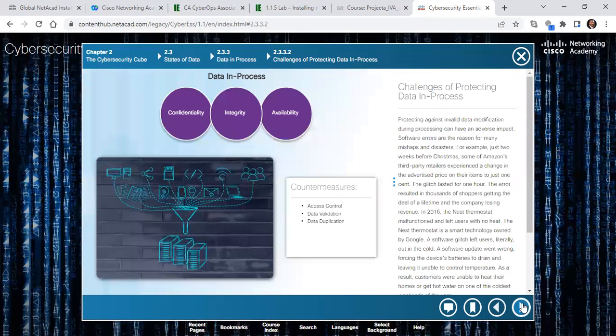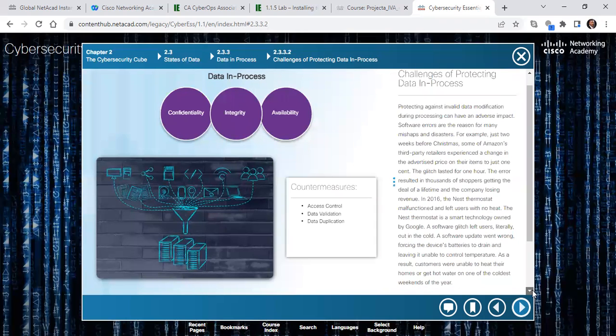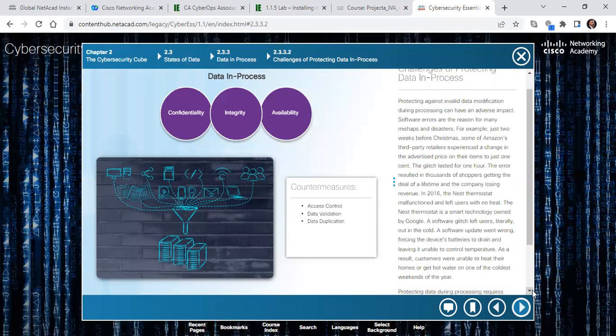So we look at the challenges of protecting the data in process. What are the challenges? Protecting against invalid data modification, that's key, because modification during processing can have an adverse impact. Software errors are the reason for many mishaps and disasters. For example, just 2 weeks before Christmas, some of Amazon's third-party retailers experienced a change in the advertised price on their items, just 1 cent.